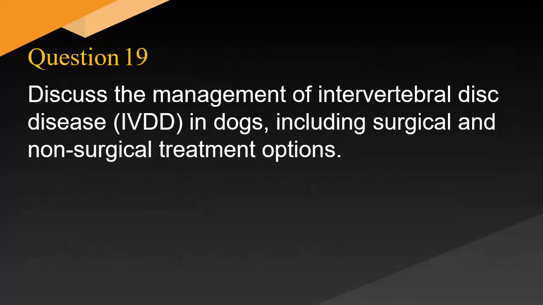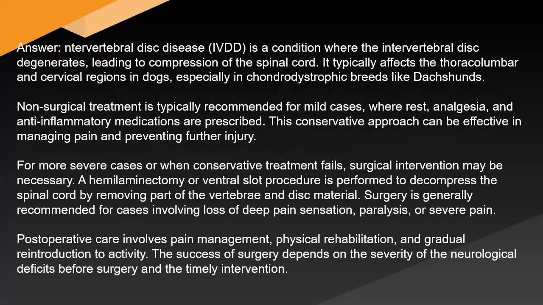Discuss the management of intervertebral disc disease in dogs, including surgical and non-surgical treatment options. Answer: intervertebral disc disease, IVDD, is a condition where the intervertebral disc degenerates, leading to compression of the spinal cord. It typically affects the thoracolumbar and cervical regions in dogs, especially in chondrodystrophic breeds like Dachshunds.